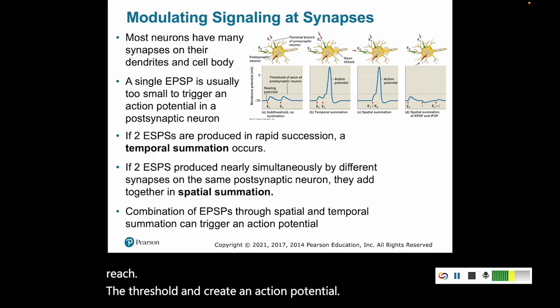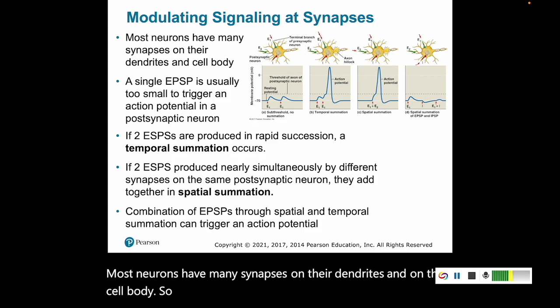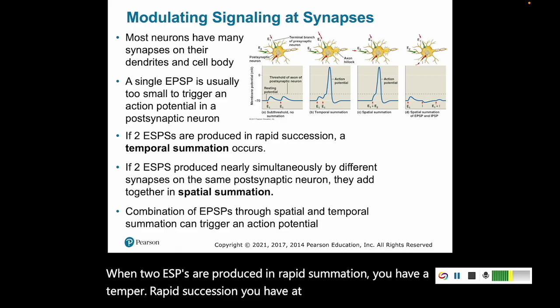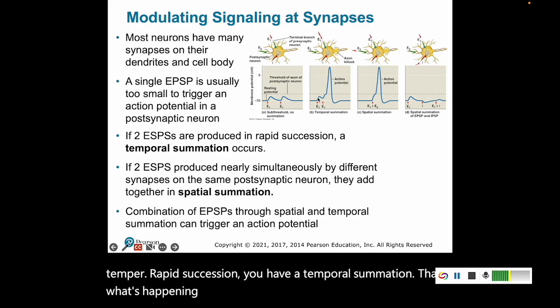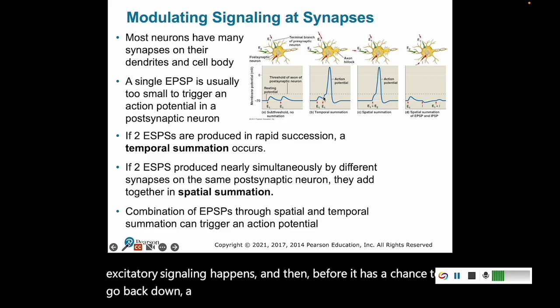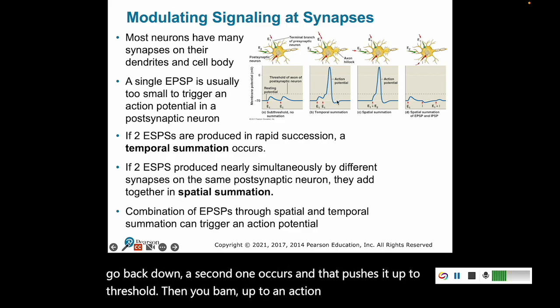Most neurons have many synapses on their dendrites and on their cell body, so they're able to receive many signals at the same time. When two EPSPs are produced in rapid succession, you have a temporal summation. That's what's happening here in part B. So the first EPSP, the first excitatory signaling happens, and then before it has a chance to go back down, a second one occurs, and that pushes it up to threshold. Then you bam, up to an action potential and have the response.